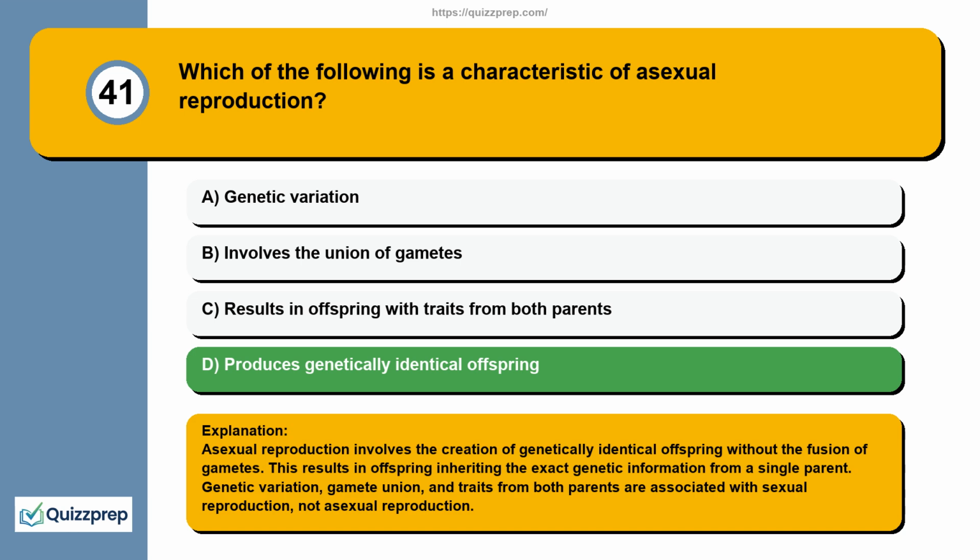Asexual reproduction involves the creation of genetically identical offspring without the fusion of gametes. This results in offspring inheriting the exact genetic information from a single parent. Genetic variation, gamete union, and traits from both parents are associated with sexual reproduction, not asexual reproduction.